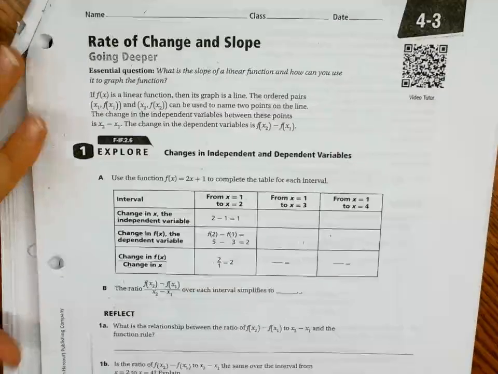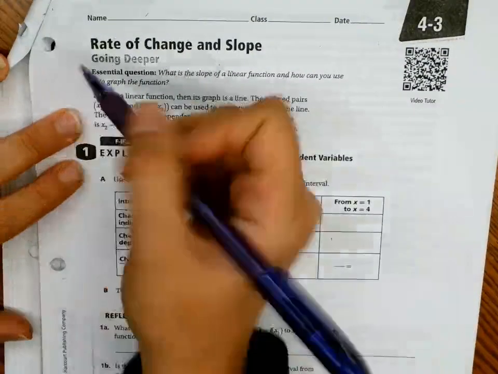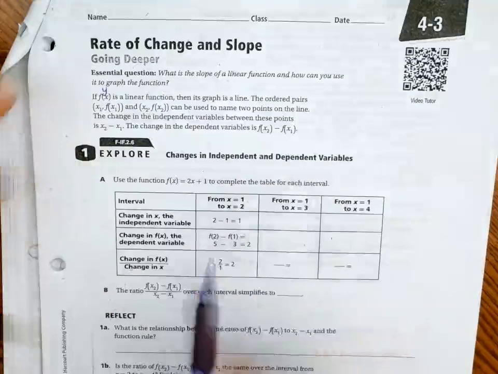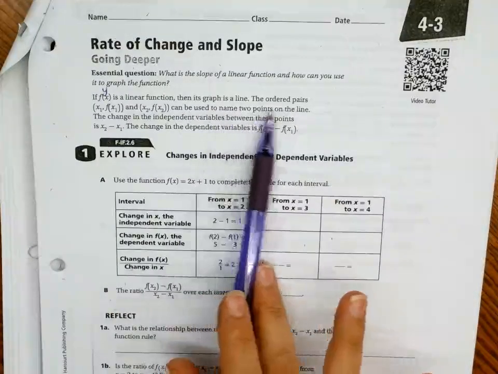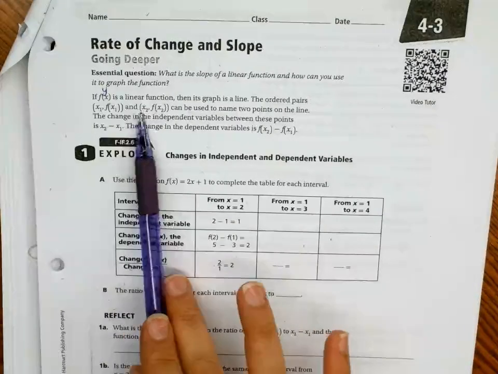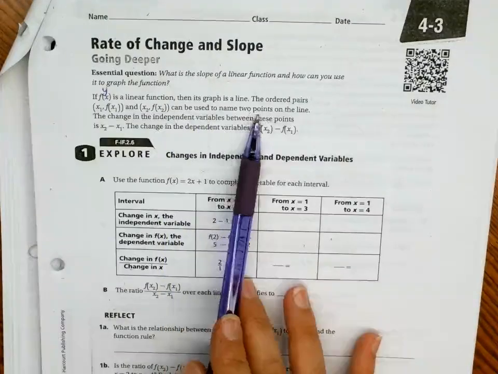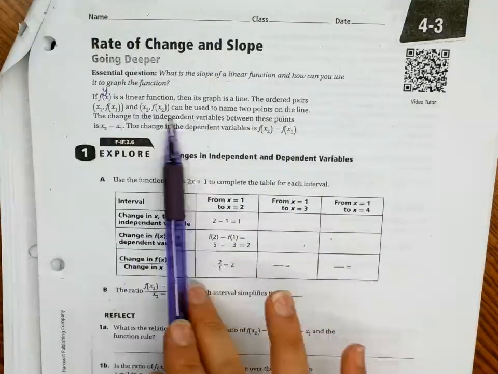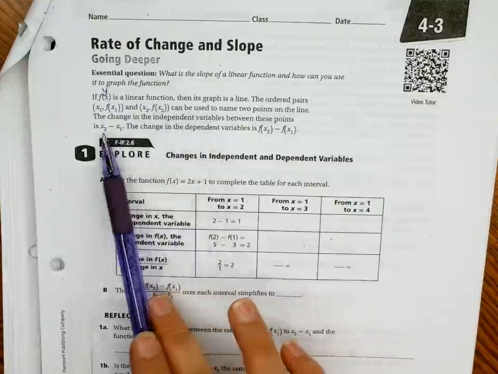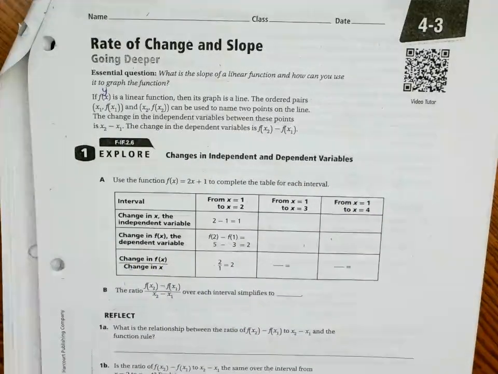Alright, so if f of x is a linear function, and always remember f of x is the same thing as y, right? It's a linear function that is graphed as a line. The ordered pairs x sub 1, f of x sub 1 and x sub 2, f of x sub 2 can be used to name 2 points of a line. The change in the independent variables between these points is x2 minus x1, and the change of the dependent variables is f of x2 minus f of x1.